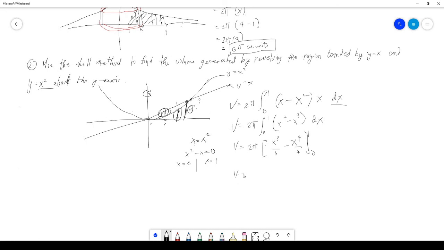Next would be V is equal to 2 pi, then 1/3 minus 1/4, minus 0. So 0 cubed over 3 minus 0 to the 4 over 4, that's 0. So what is 1/3 minus 1/4? That's 1 over 12. So volume is equal to 2 pi times 1 over 12. So that's pi over 6 cubic units. This is your final answer.